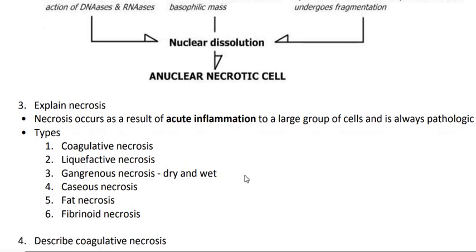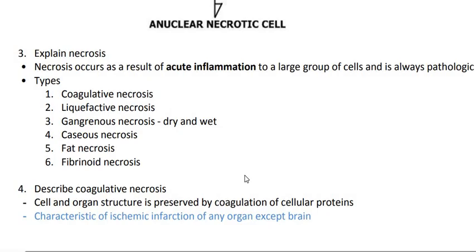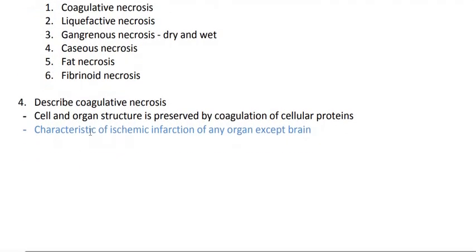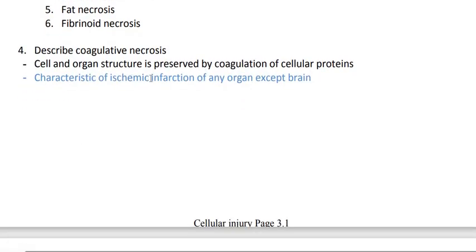Types of necrosis are coagulative necrosis, liquefactive necrosis, gangrenous necrosis divided into dry and wet, caseous necrosis, fat necrosis, and fibrinoid necrosis. In coagulative necrosis, cell and organ structure is preserved by coagulation of cellular protein, characterized by ischemia in any organ except the brain.